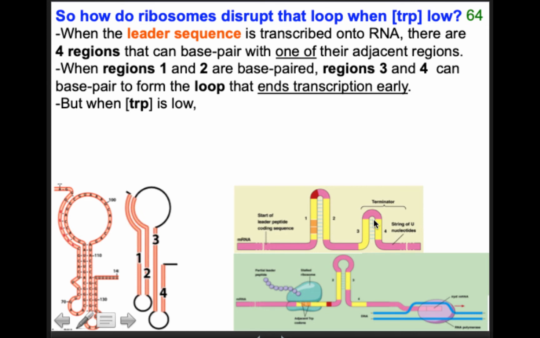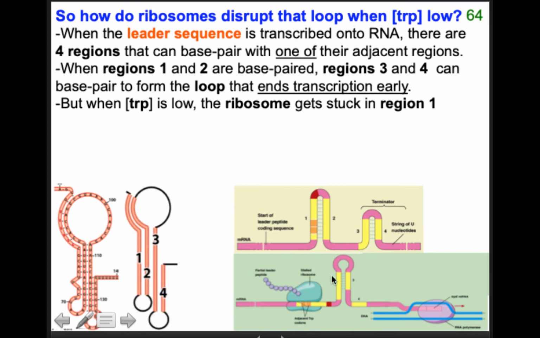When tryptophan is low, the ribosome is going to try to translate this mRNA. The ribosome comes along from the 5' end of the mRNA, translating, adding amino acids, building the protein, and so forth. When it gets to region 1 here, these two orange boxes represent codons coding for tryptophan. The ribosome is going to wait here until tryptophan can be brought in to continue translation. If there's not enough tryptophan around, the ribosome is just sitting here waiting for more tryptophan-carrying tRNAs to come in, stuck there until tryptophan can come along.